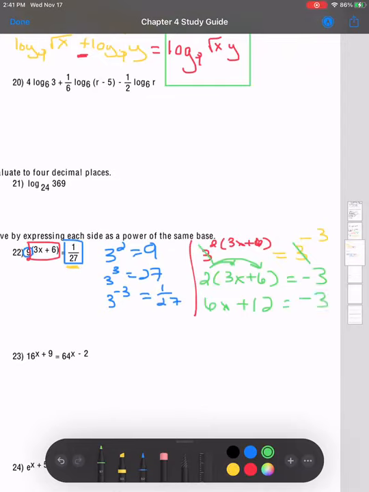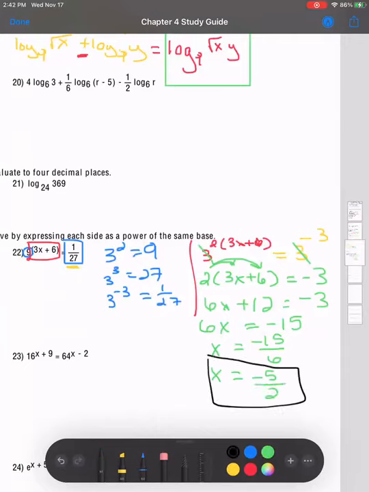And then you're just going to solve for x. So you're going to subtract 12 on both sides. So you're going to get 6x equals negative 15. Then you're going to get x equals negative 15 over 6, which simplifies to x equals negative 5 over 2. And then that is going to be your final answer.